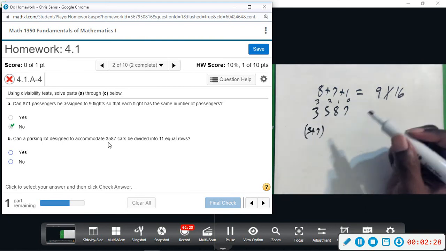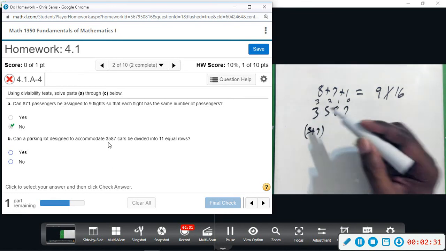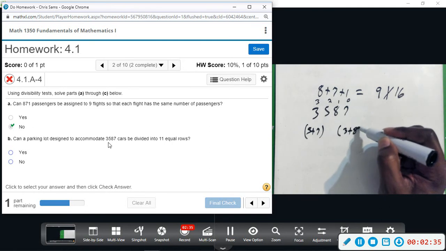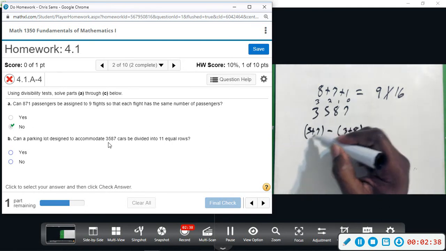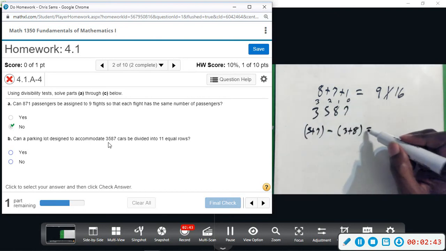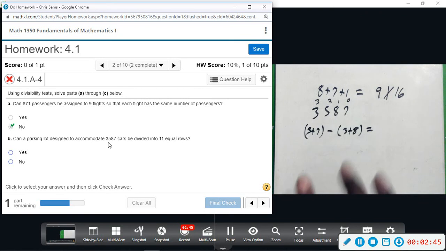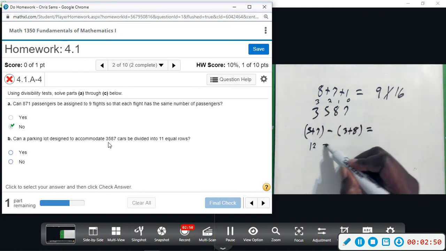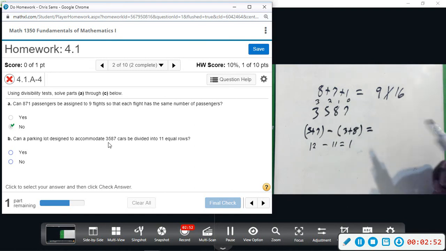We're going to add up those, and then we're going to add up the odd, 3 and 8. We're going to subtract these two numbers. We're going to add up the even, 2 and 0, subtract the odds, 1 and 3. If that number is divisible by 11, then so is the whole number. So we have 12 here minus 11 equals 1, and 11 will not divide 1. Okay, so 11 cannot go into 1 at all. So this number is not divisible by 11.